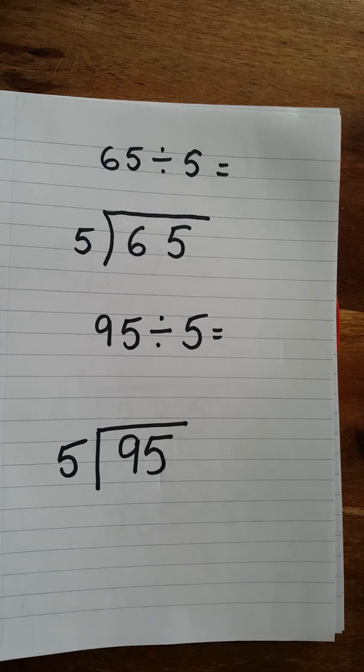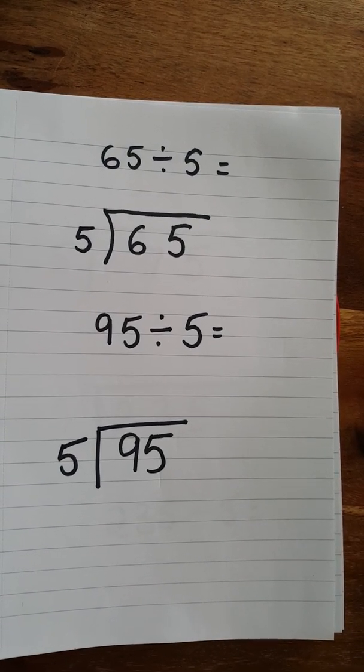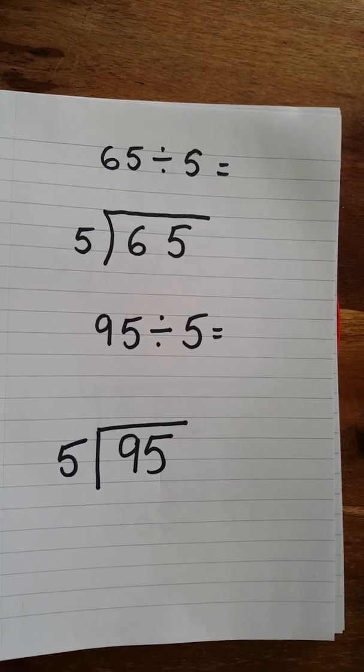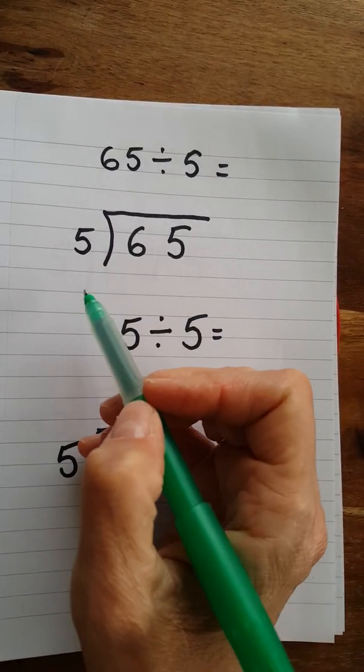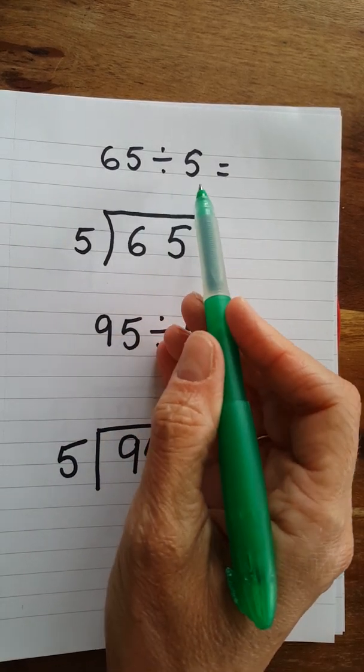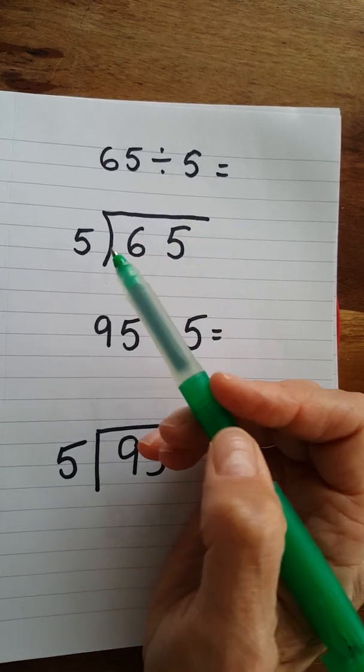And we've got some calculations here that are dividing by 5. So nice and easy with the numbers, because a 5 times table is always an easy one to work with. Okay, so 65 divided by 5. So we're trying to work out how many 5s in 65. That's a slightly bigger number now.